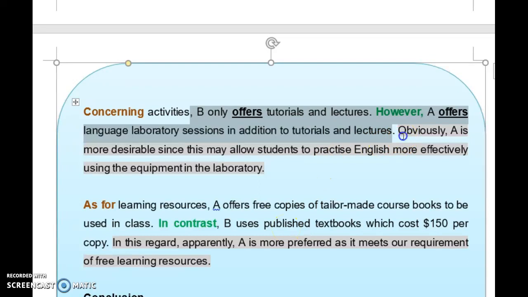Okay, look at the reason. I say A is a better choice, since this may allow students to practice English more effectively using the equipment. Again, the reason is very important. It showcases your English proficiency because you need to use your own words.